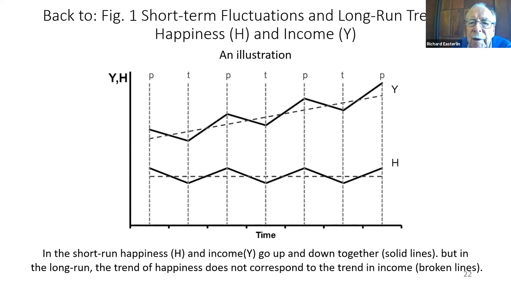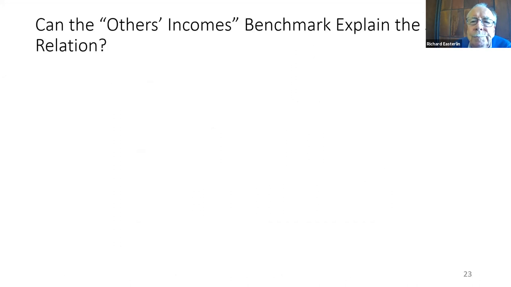So we go back to figure one, just to recall, and we are interested now in explaining not the broken line trends, which we just did, but the simultaneous fluctuations in income and happiness, the solid lines. Next slide.